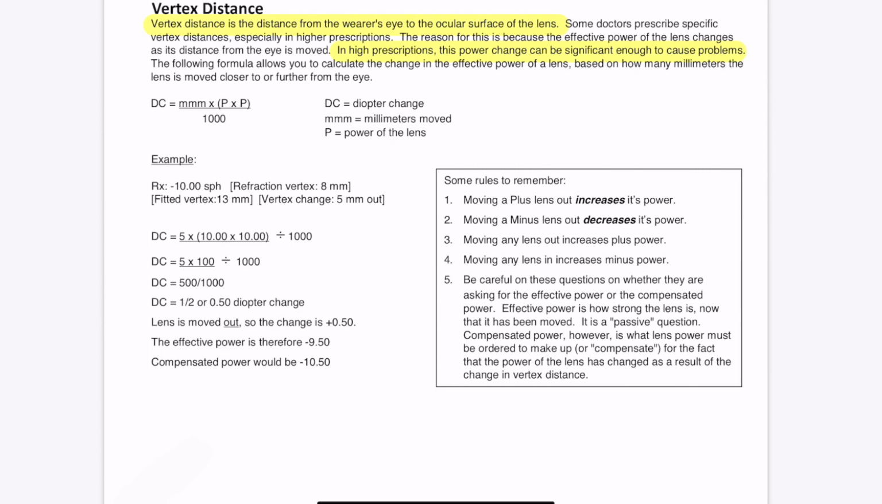All right, let's take a look at this formula here. This formula is going to allow us to calculate the change in effective power of a lens based upon how many millimeters the lens is moved closer to or further from the eye. So this is our formula right here. We've got our diopter change, and that is equal to the millimeters moved multiplied by the power of the lens times the power of the lens divided by 1,000. So let's walk through an example here. First of all, our prescription is a -10 sphere.